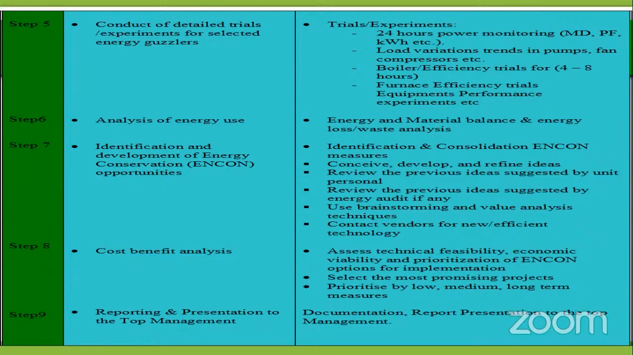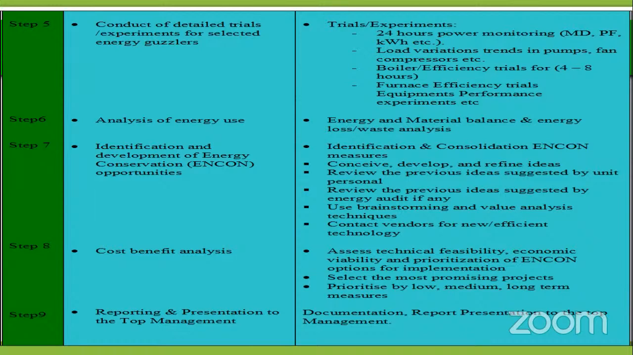And step 7, identification and development of energy conservation opportunities. Identification and consolidation of ENCON measures. So conceive, develop, and refine the ideas. Research is searching for information, and we need to research the information from whatever searches have happened. So conceive, develop, and refine the ideas, revive the previous ideas suggested by unit personnel, revive the previous ideas suggested by energy audit, if any, use brainstorming and value analysis techniques, contact vendors for new and efficient technologies. So that's how.